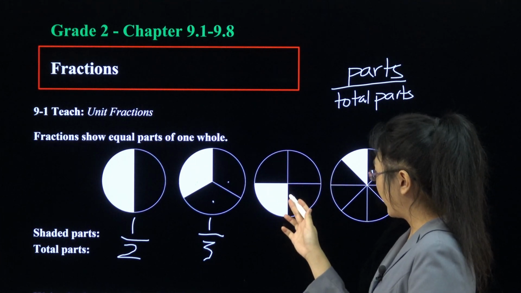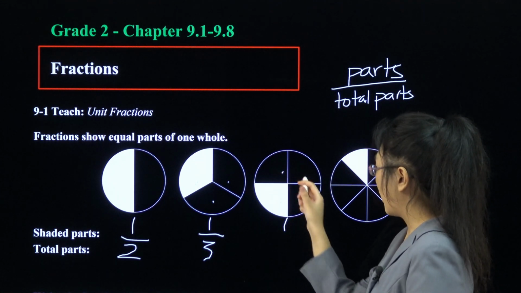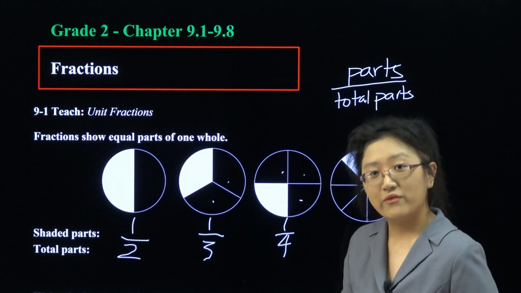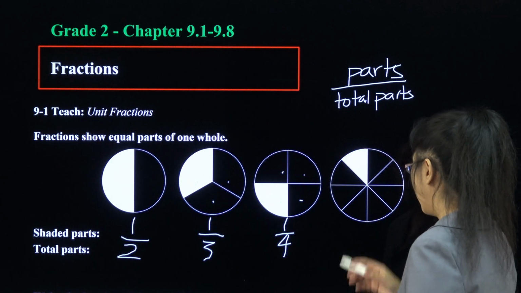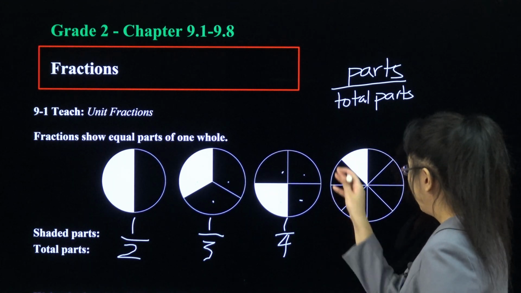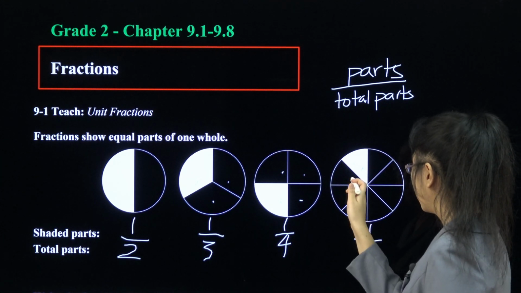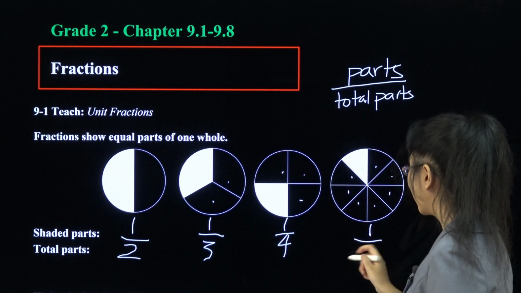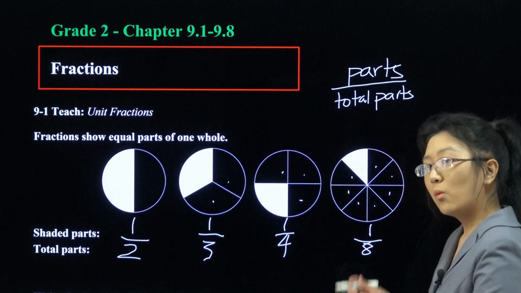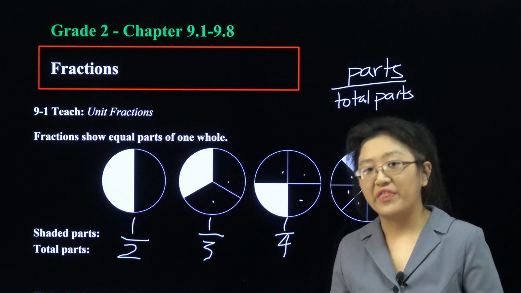And for this diagram, we have 1 shaded part again, and then 4 total parts. That would be 1 over 4 or 1/4. This one over here has a lot of parts, but there's still only 1 shaded part. So that's 1 over 1, 2, 3, 4, 5, 6, 7, 8 total parts. So that would be 1 over 8 or 1/8.